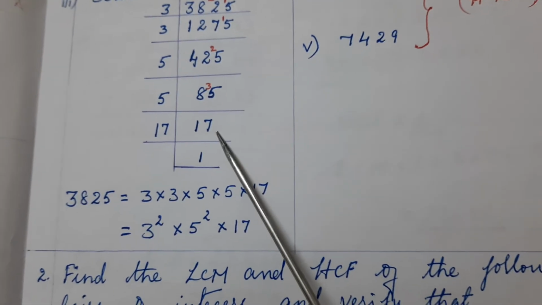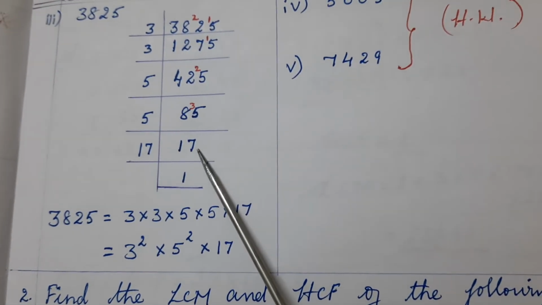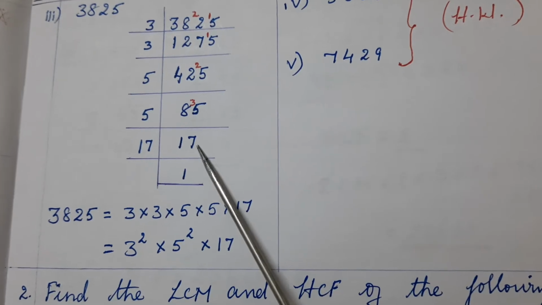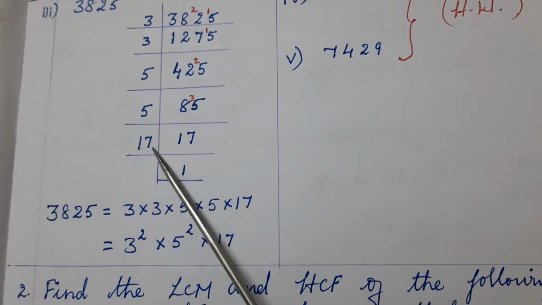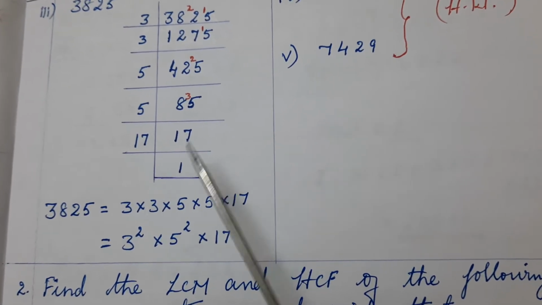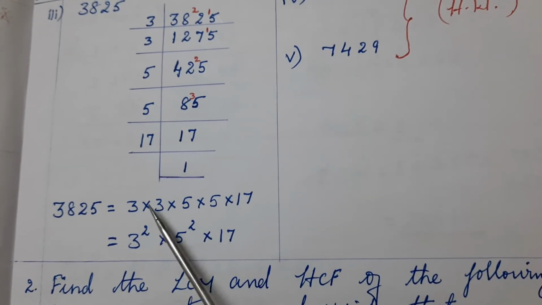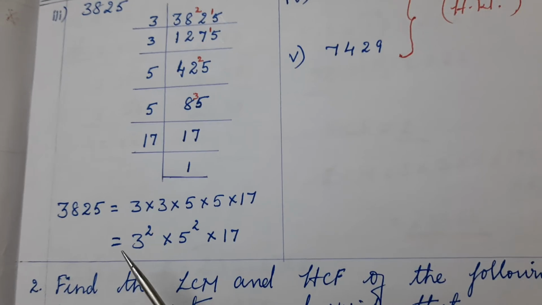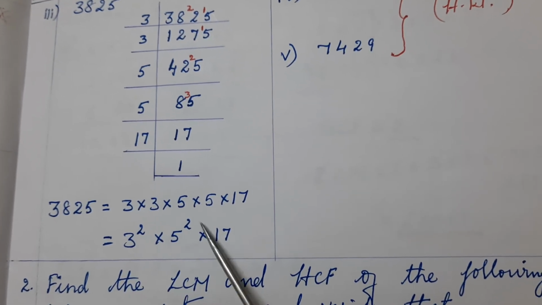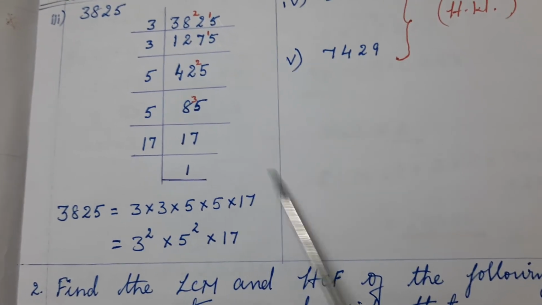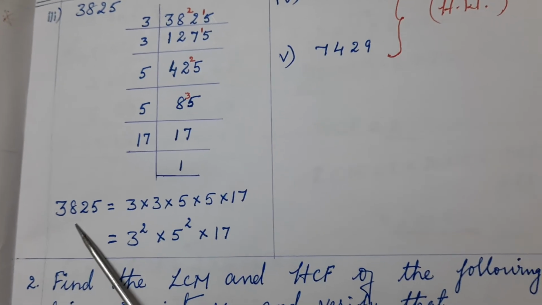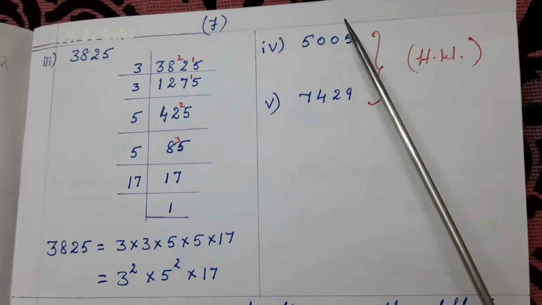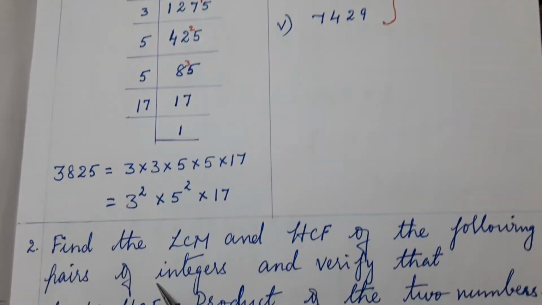Now 17 is a prime number. I cannot divide by any other prime number. For any other prime factors, I have to divide by the same number. 17 ones are 17. So 3825 is equal to 3 into 3 into 5 into 5 into 17. That is nothing but 3 square into 5 square into 17. These are the prime factors of this composite number. The two sums are for homework.